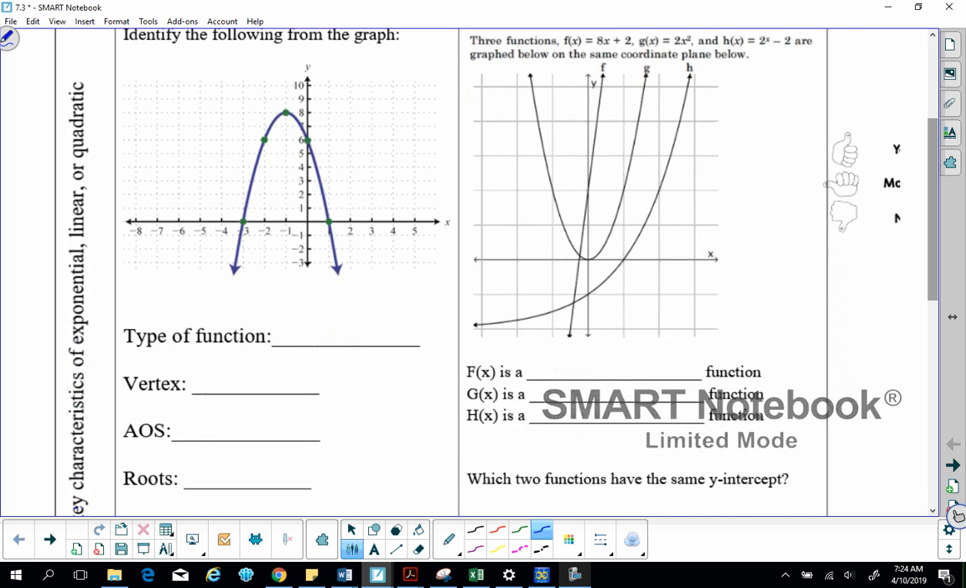Victor, what type of function is this? Quadratic. You got that right. Hopefully you did. What type of shape is a quadratic in? What's the shape called? Yeah, parabola. Angel, what's the vertex?